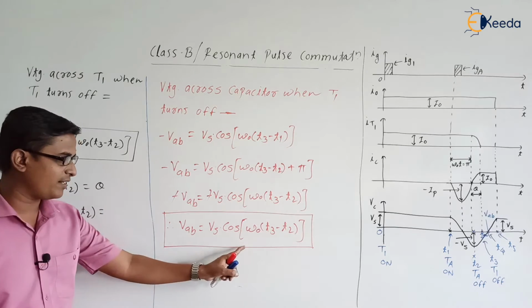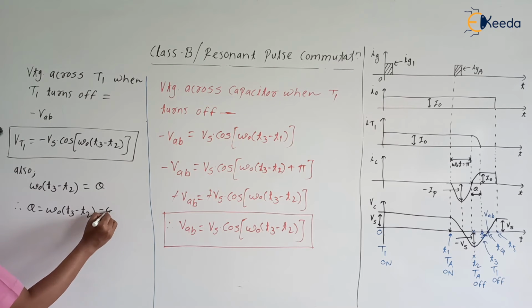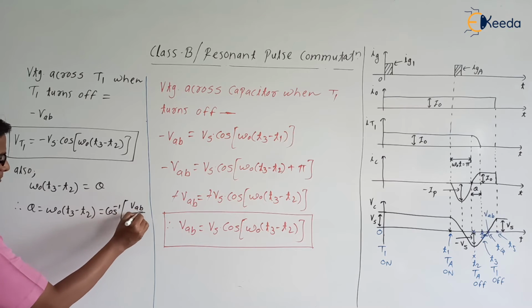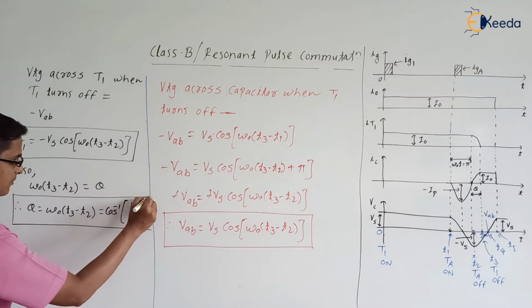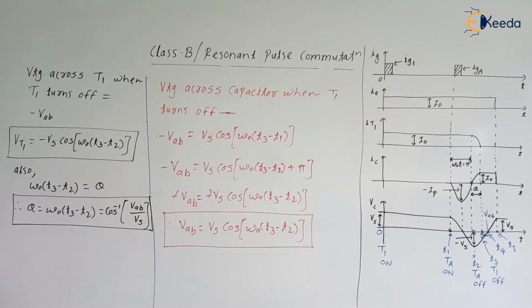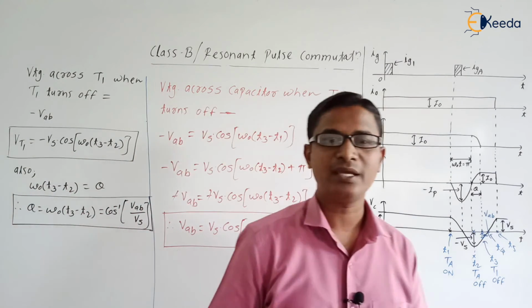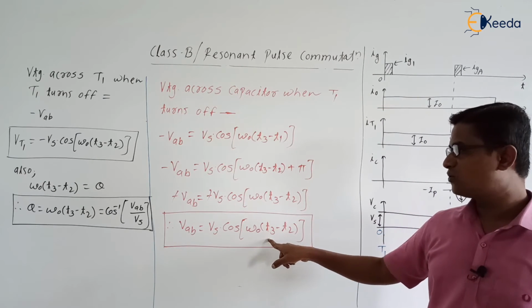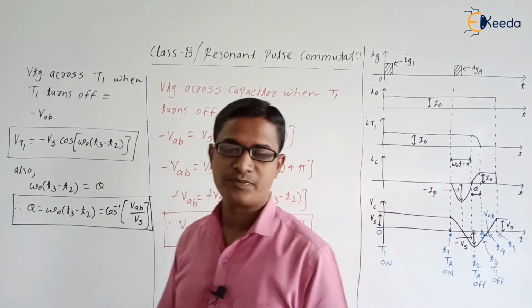From this expression we can write theta, which is omega 0 (T3 minus T2), as cos inverse of VAB upon Vs. Are you getting the point? So for finding VAB, we need to find cos of omega 0 (T3 minus T2).